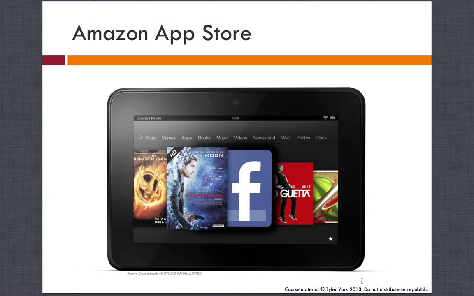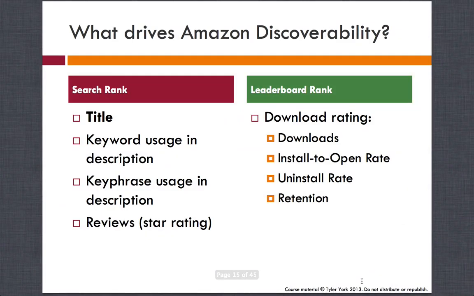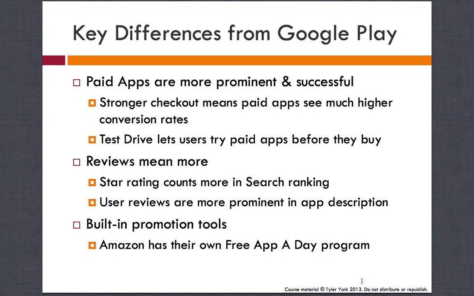Now let's briefly cover the Amazon App Store. This is a newer one and it shares a lot of similarities with Android. You can tell that the discoverability aspect is largely the same. So I'm not really going to elaborate on this too much. We already covered it with Android. But there are some key differences from Google Play, which I want to highlight.